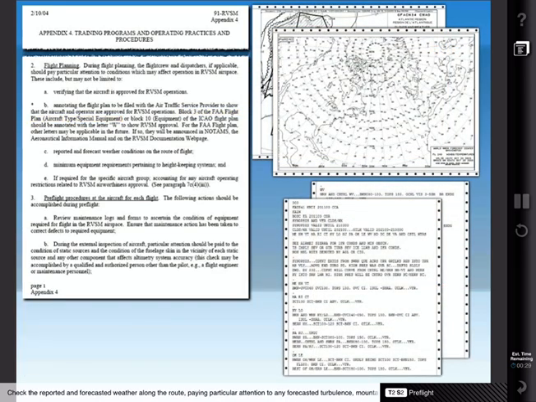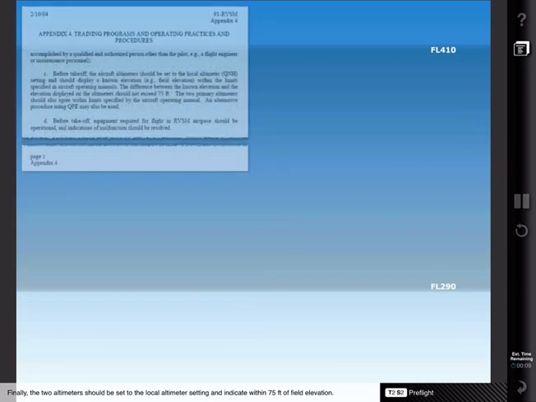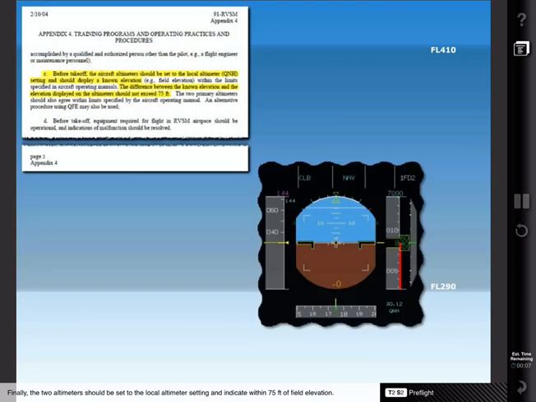Check the reported and forecast weather along the route, paying particular attention to any forecasted turbulence, mountain wave, or convective activity. During the external walk-around, inspect RVSM critical areas, such as static ports, for damage that could affect the accuracy of the aircraft's altimetry system. Finally, the 2 altimeters should be set to the local altimeter setting and indicate within 75 feet of field elevation.